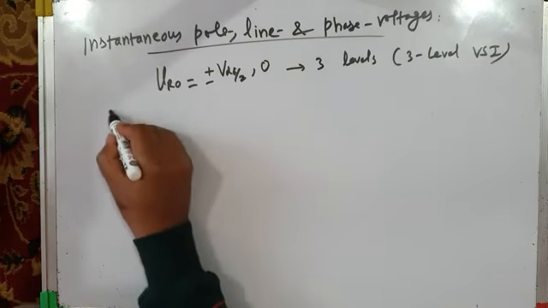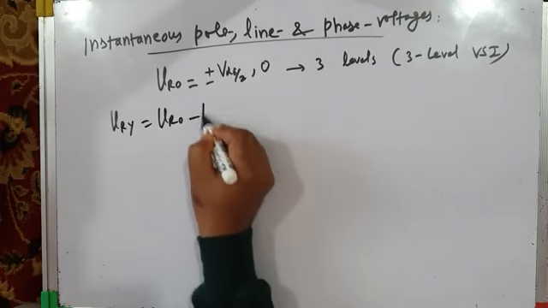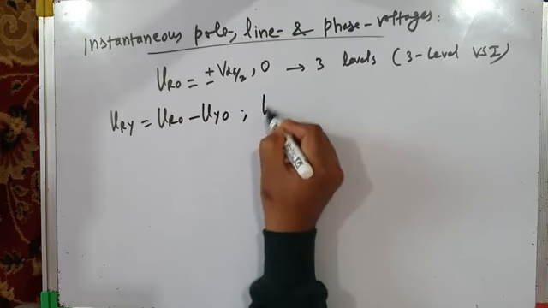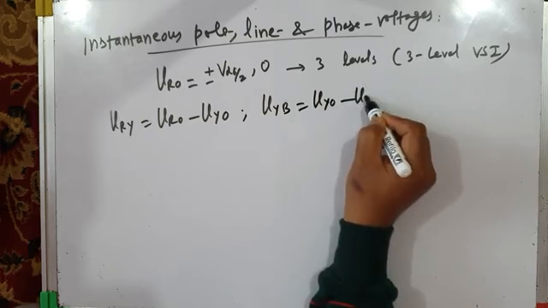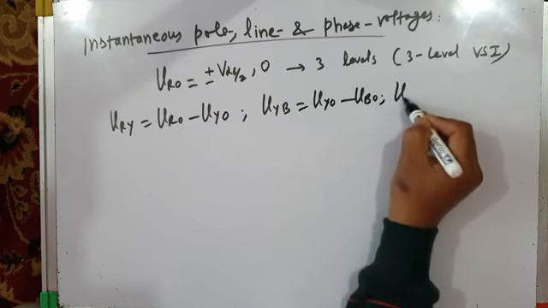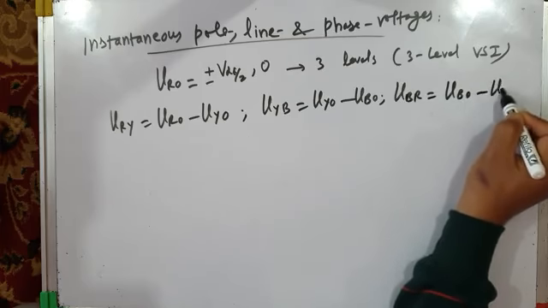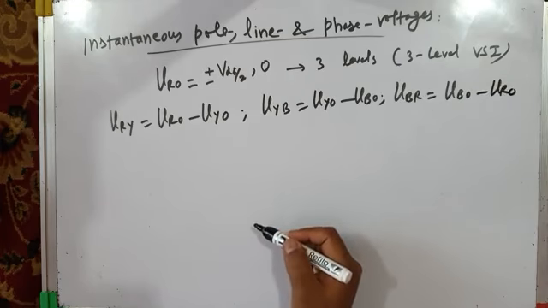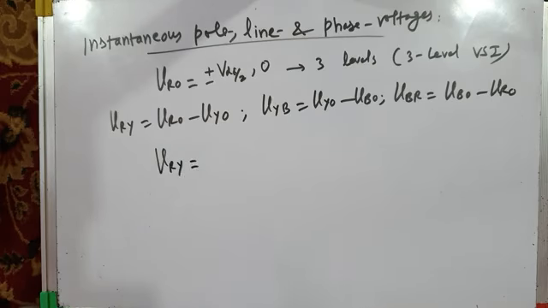What about line voltages? Line voltages are VRY equal to VRO minus VYO. Similarly, VYB will be equal to VYO minus VBO, and VBR will be equal to VBO minus VRO. And let me tell you the line voltage. Let's take line voltage VRY. It will have 5 levels.